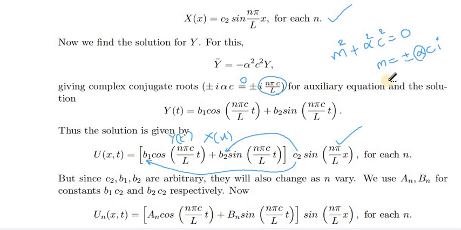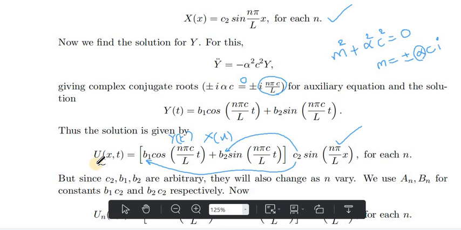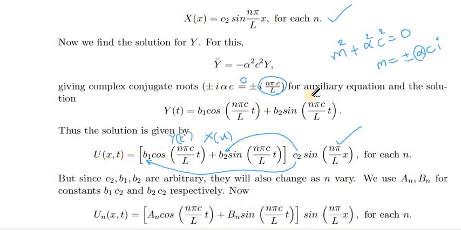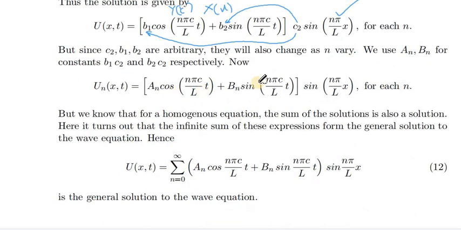So you can write u(x,t) as un(x,t) equal to, because there are so many u(x,t)'s, I am calling them as un(x,t). So un(x,t) is equal to an cos n pi ct by L plus bn sin n pi ct by L into sin n pi x by L for each n. But you know that for a homogeneous equation, of course this wave equation is a homogeneous equation, the sum of solutions is also a solution. So all these un(x,t), if you sum it, you get another solution that you can prove is a solution to the problem.